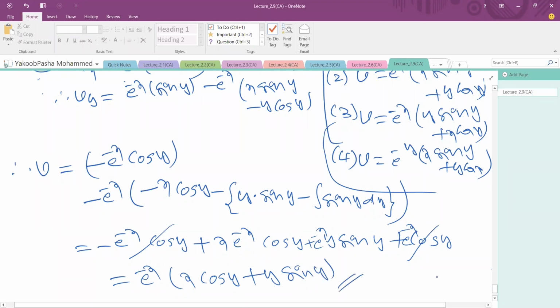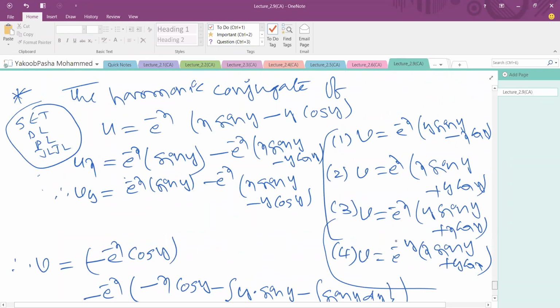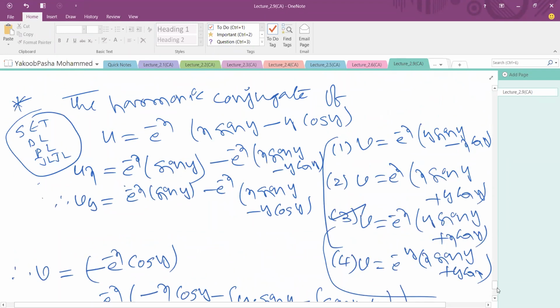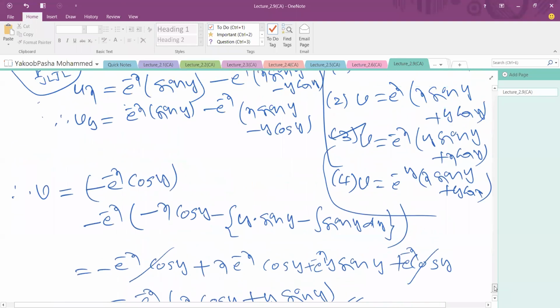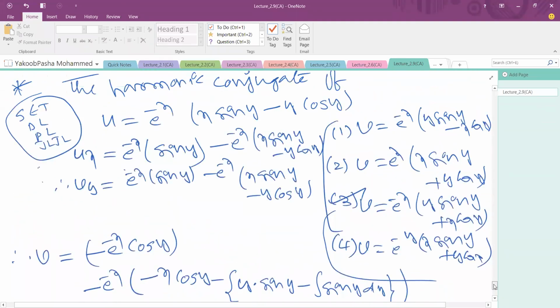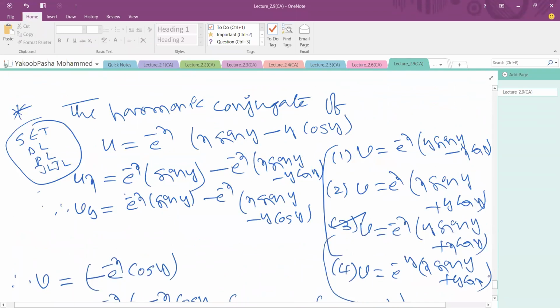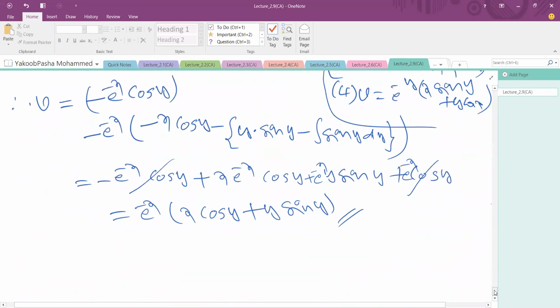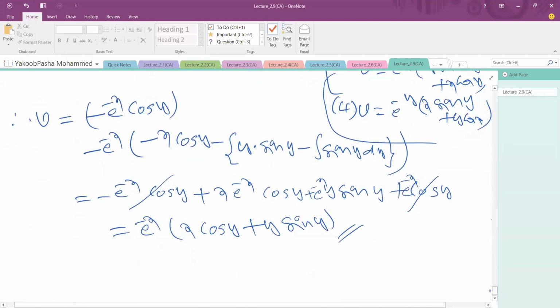Right. This is nothing but option 3. Very important problem, I did not do it by this method, I did it by Milne-Thomson. When it says analytic, use Milne-Thomson, and when it says harmonic conjugate, use the Cauchy-Riemann equations. With this I conclude today. We'll continue some problems on analytic functions, harmonic functions in the next class.